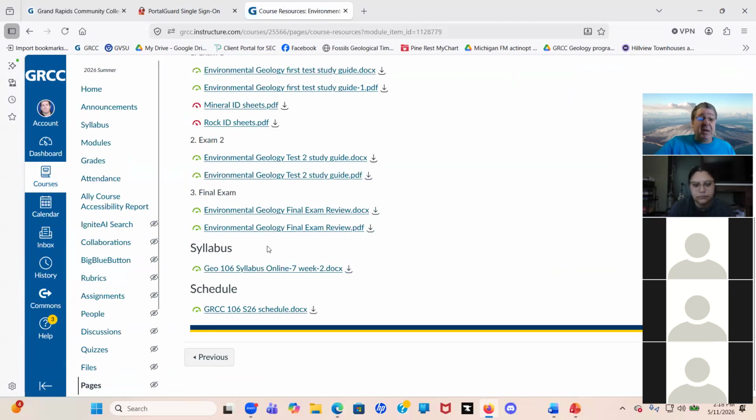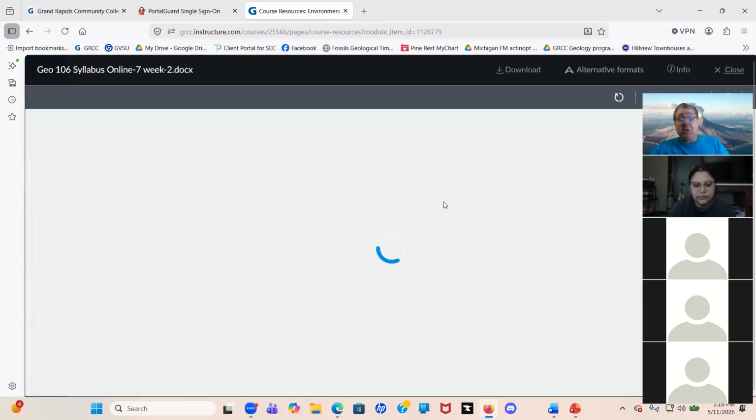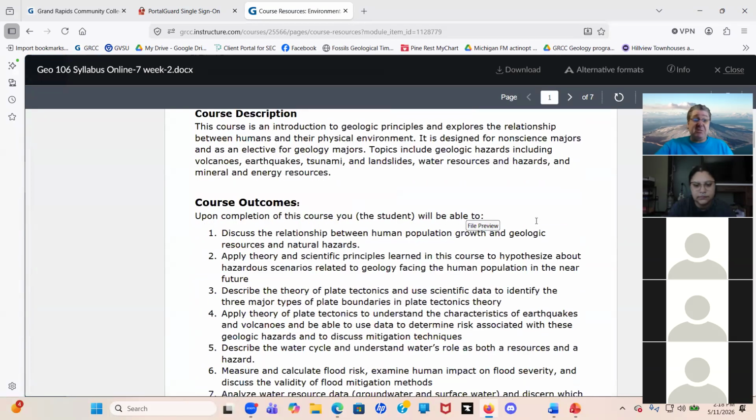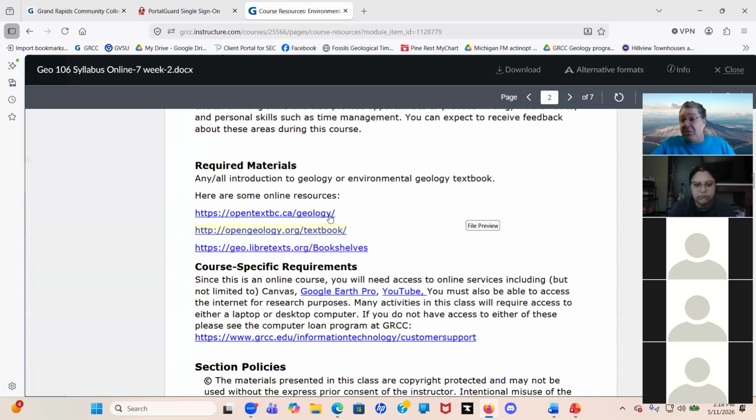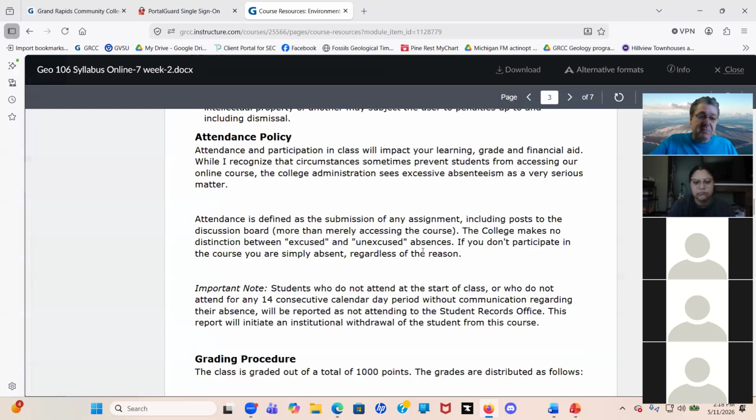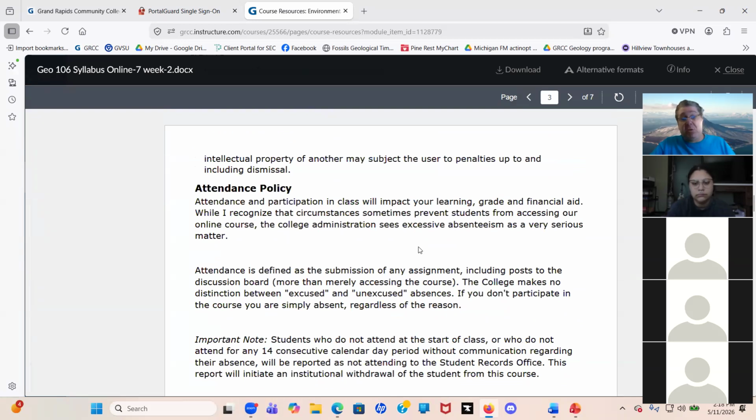Right? And below that, I have our syllabus. Here's our kind of course contract, all the good nitty gritty information, all the course outcomes. Here's again our links to those online textbooks. The attendance policy. This is an online course. So attendance is seen as you submitting any assignment or making a discussion board post, but not just simply logging on to Canvas. That does not count as attendance. And the important part of this is if you have not done anything in 14 days in this course, I must report it to the school and they will kick you out of the course.